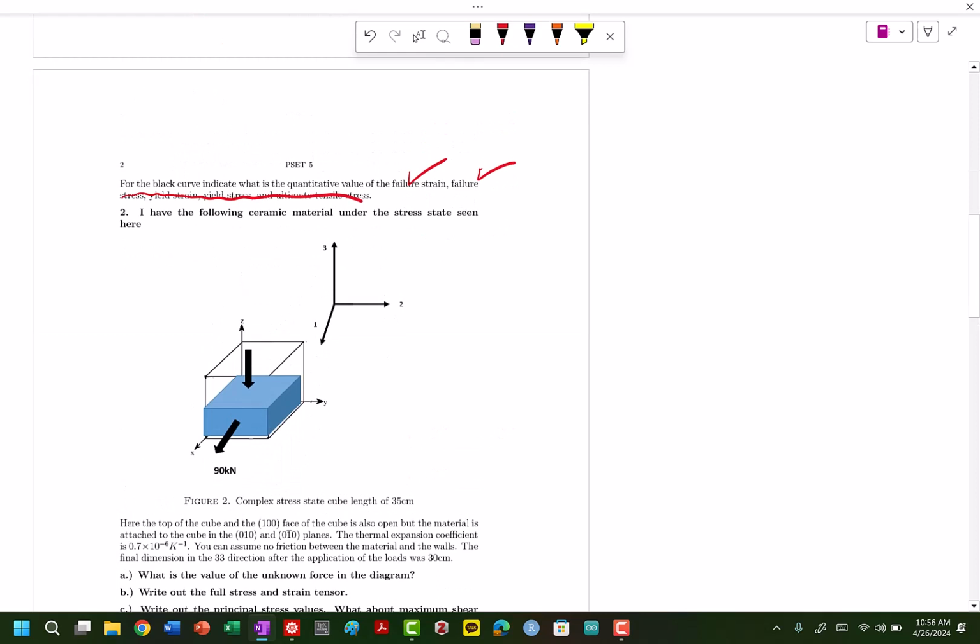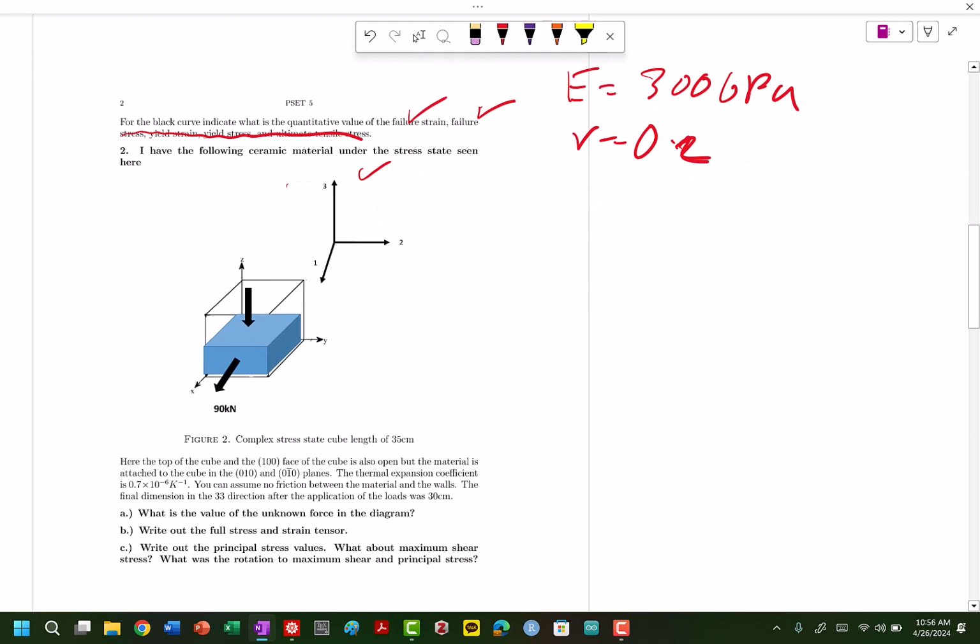I have the following ceramic material in the stress state seen here. So again, first step, we have our coordinate system, so check. Material, ceramic, so we know Young's modulus is equal to 300 GPa. Our nu is equal to 0.2. Remember, nu is our Poisson ratio. We're given some of these things. So now let's look at our stress and our strain tensors.